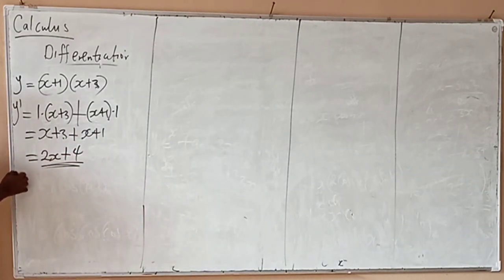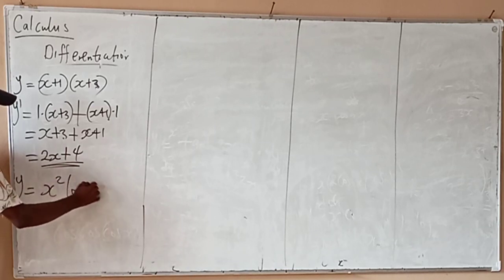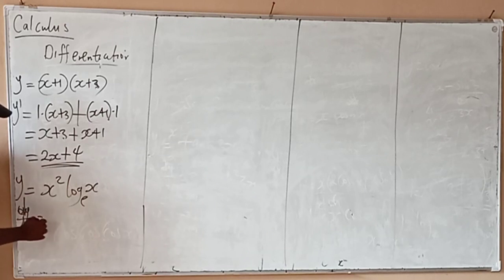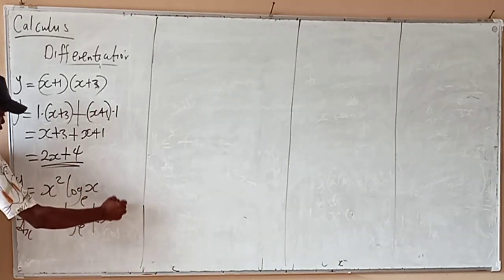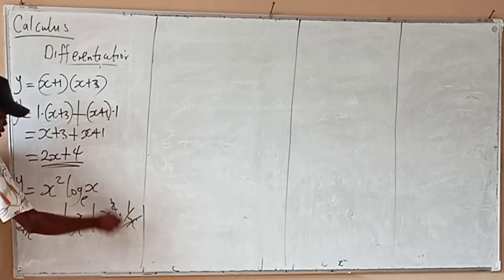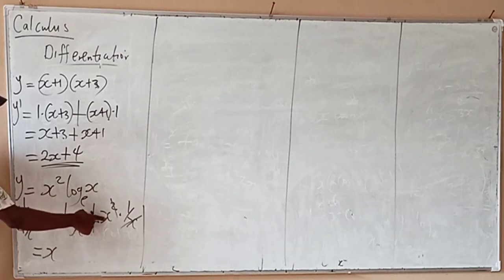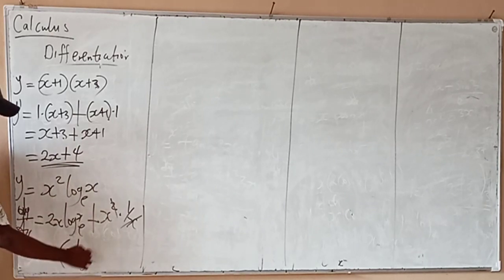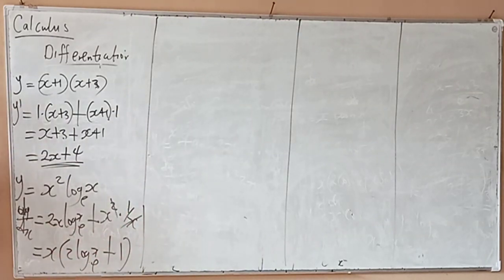Then let's say we have y is equal to x squared log x. What is the dy over dx? Differentiate this first one, you have 2x, and leave the second one. Plus, differentiate the second one, leave the first one now. We're going to have 1 over x. So we cancel one of these x here. So move the x out, move this one out. Then 2 log x will be left here. What will be here? Only 1. So that's what we're going to have as your answer.